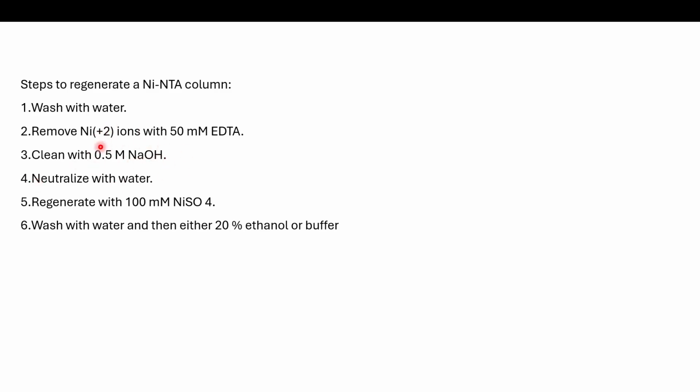Whenever you pass this high concentration of NaOH through the column, it will strip the column of any other contaminant or any other particles bound to the matrix, and then you again apply nickel sulfate onto the column so that nickel is binding properly to the NTA moieties present, and then you again wash with water and store it in ethanol or any kind of buffer, so that for further use you have properly attached nickel ions there, because nickel ions are the ones that will be interacting or having coordinate bonds with the imidazole groups present in your protein of interest, or with the imidazole present in the buffer. Okay.